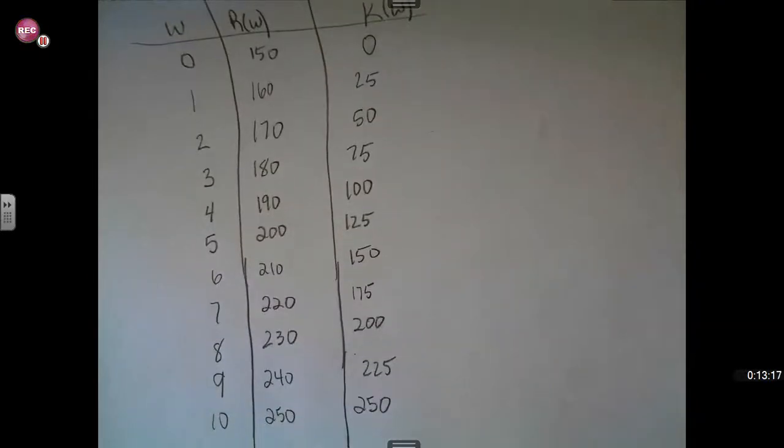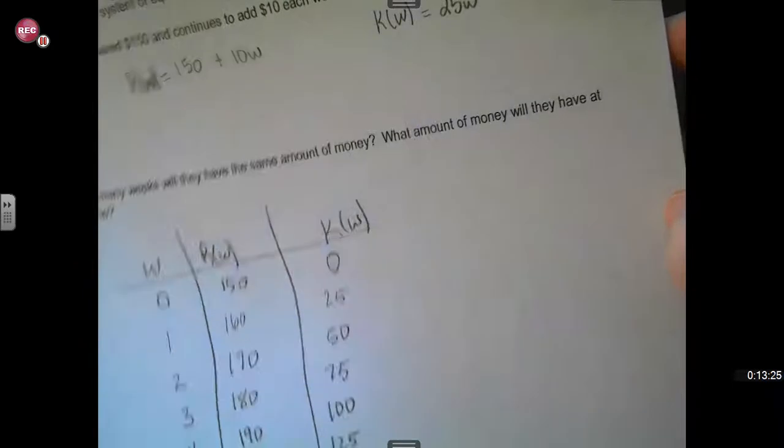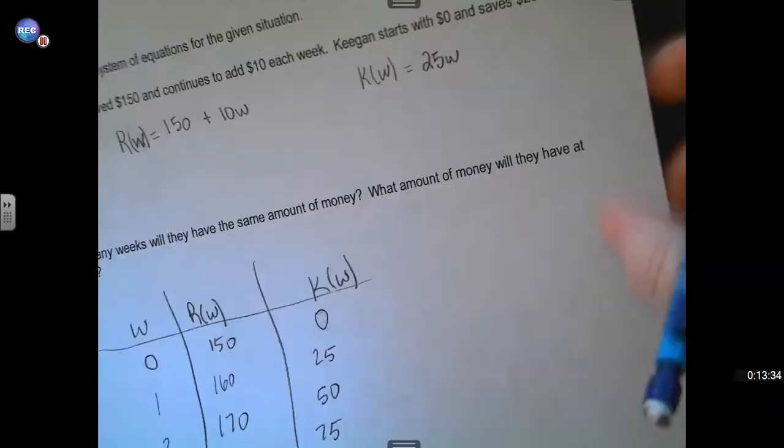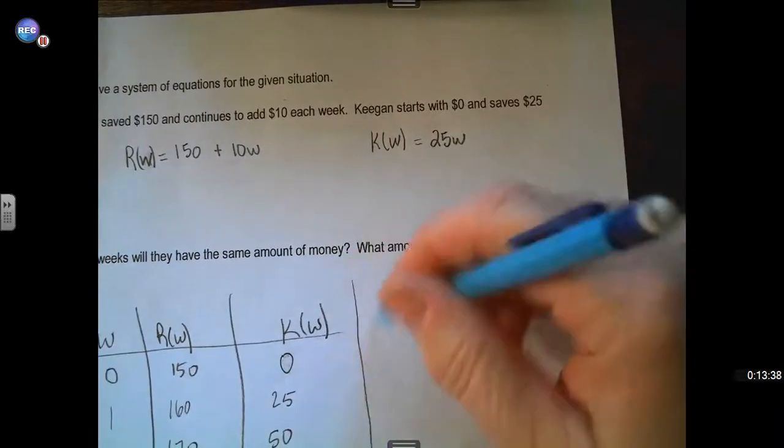So when will they have the same amount of money? In 10 weeks. And what amount of money will they have at that time? $250. The other way to solve that would have been to graph it, but with those large numbers, just not as easy to do that. The other way to solve it would be algebraically, and that's what I'm gunning for.